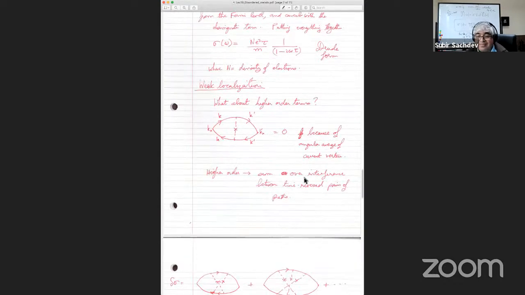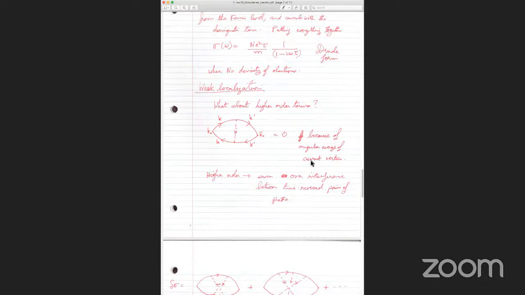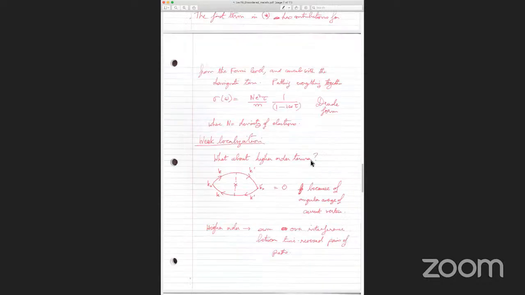Okay, anyway, questions? Yes, Muji. Hi, Sabir. I have a question. You mentioned this Drude formula requires coherent scattering. So if someone has, say, a magnetic field, would the Drude peak still be centered at zero frequency, or would the formula change to some other shape?